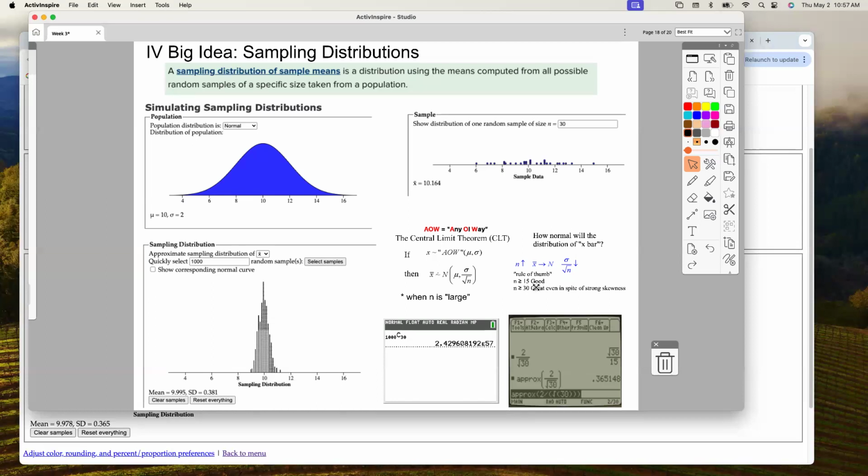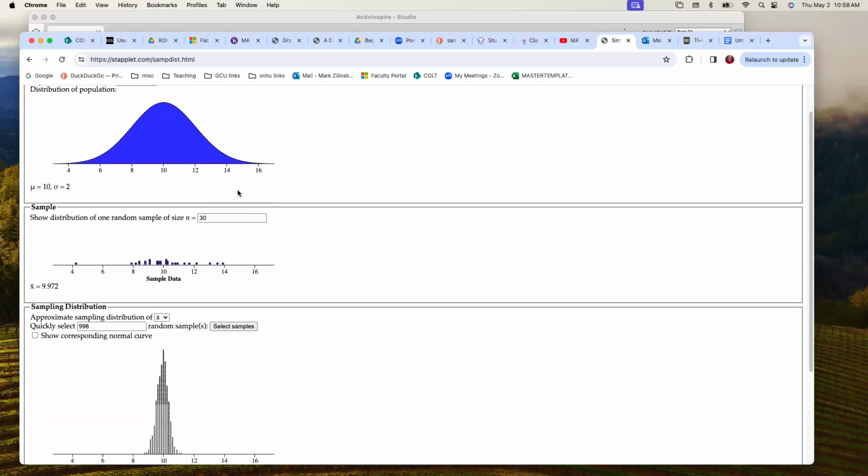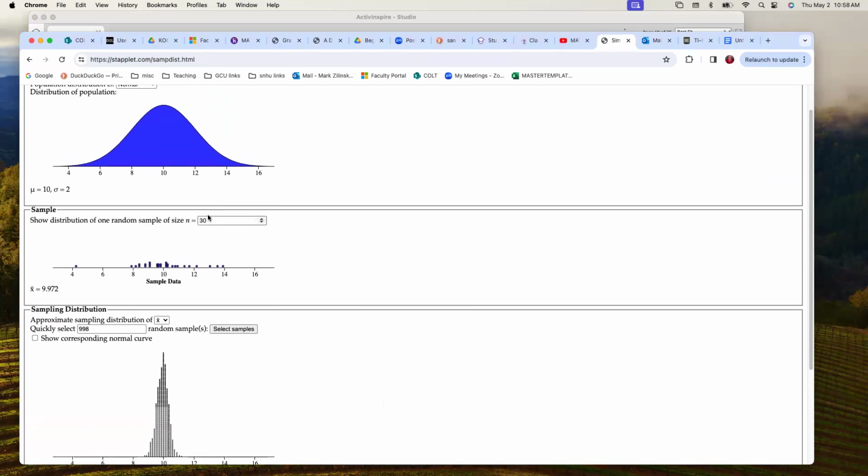So if the population is not too skewed, as long as I have sample sizes of 15, I'm usually good. And if I have samples of 30, that's going to be great, even in spite of strong skewness. So I'll go ahead and illustrate that back here. I can mess around with these sizes here.